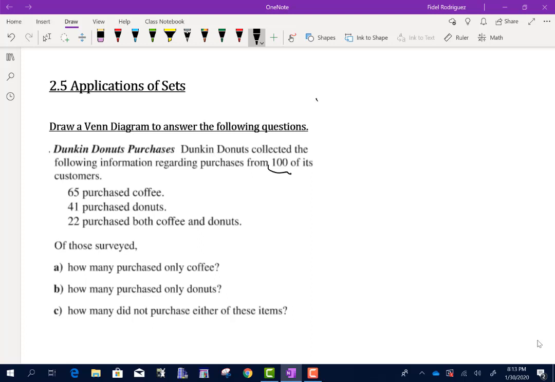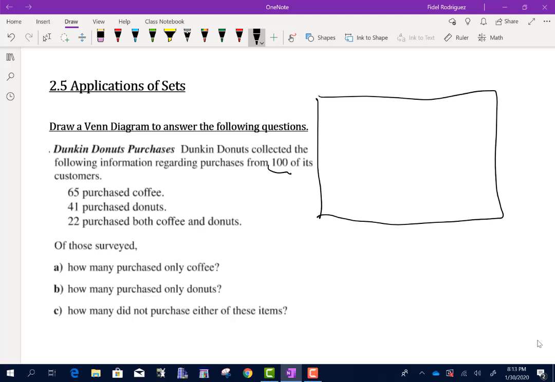Okay, so what we're going to do, we're going to make a box like this. We're going to put one circle for donuts. We're going to put one circle for coffee. So I'm going to call this donuts. I'll call that one there coffee.